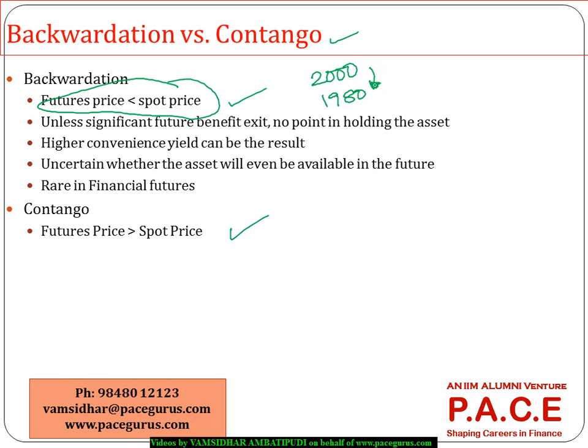Now in future, if the futures prices are planned to go down, it means holding the asset will not have much of a benefit, because I am expecting that the price will still go down. So there is not much benefit to hold the asset. So it's better to dispose of the asset unless I am very much sure there is a significantly strong benefit.